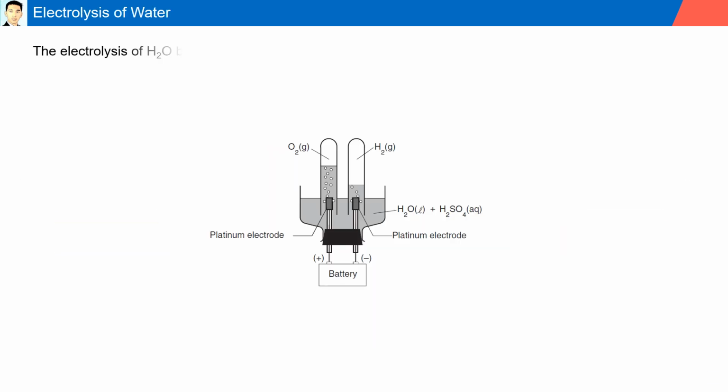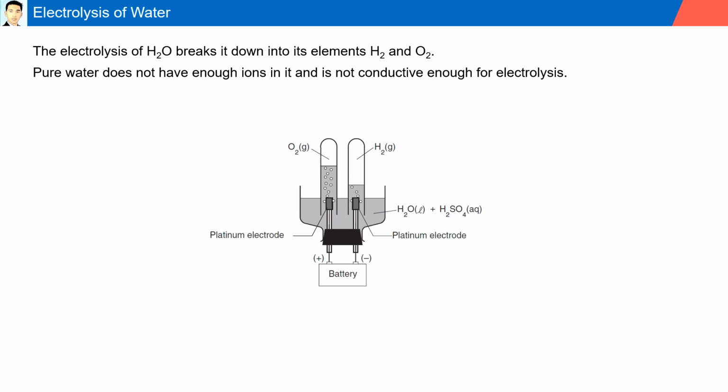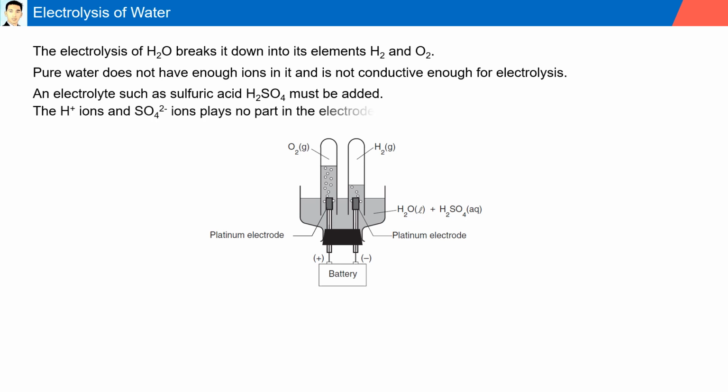Electrolysis of water. The electrolysis of water breaks it down into its elements, hydrogen and oxygen. Pure water does not have enough ions in it and is not conductive enough for electrolysis. Therefore, an electrolyte such as sulfuric acid must be added. The hydrogen and sulfate ions play no part in the electrode reactions.